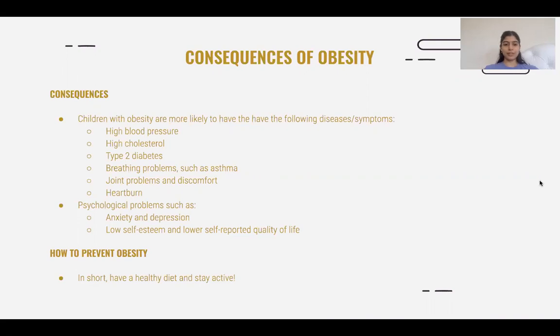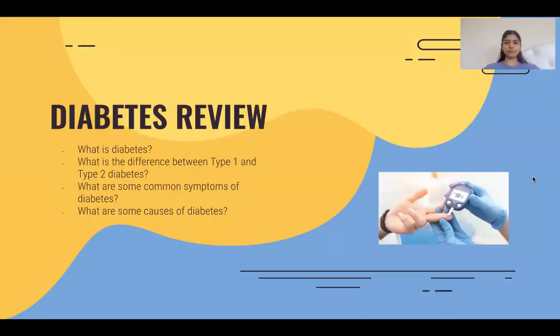How to prevent obesity? Of course, there are many factors, genetic factors, environmental factors, but in short, have a healthy diet and stay active, which are two of the main points of this unit.